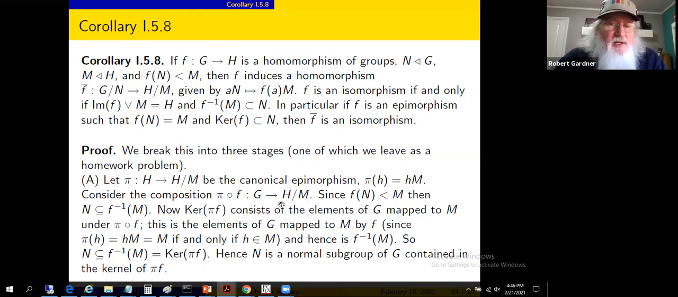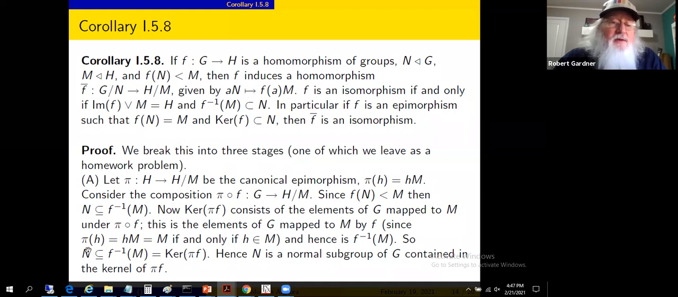What's the identity in the quotient group H mod M? It's, if you will, that denominator group. The identity in quotient groups is always the denominator group, the M in this case. So this quotient group consists of cosets of M in H, and the identity in that group of cosets is M itself. So the kernel of pi f would be the stuff that's mapped into the coset M. So pi f would map us into M under the composition.